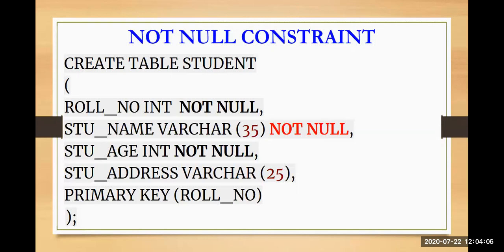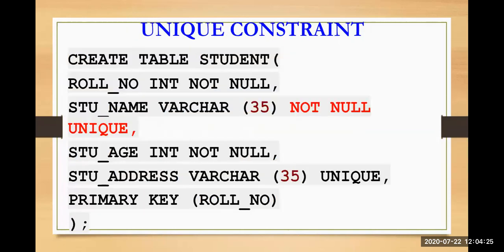Because my roll number is a unique ID, and all my columns depend on the unique ID, I don't want my roll number to be null. Here I have taken student age also as not null, but mostly when we talk about the not null constraint, we make sure that all the primary key attributes are not null. Let us move to the next constraint, the unique constraint.